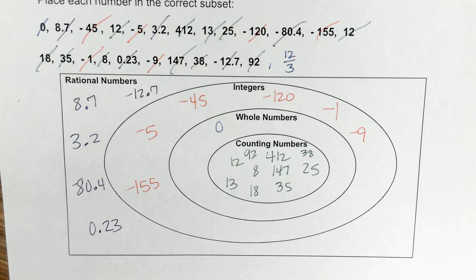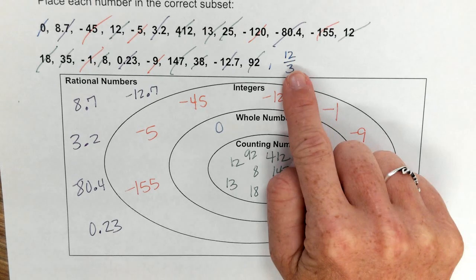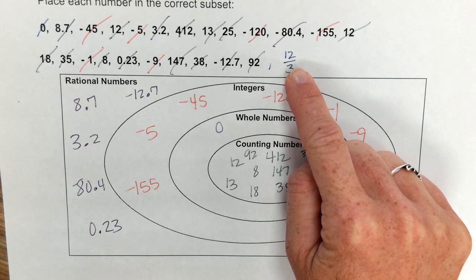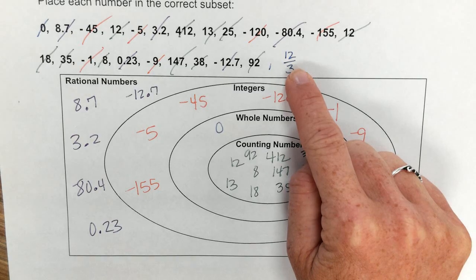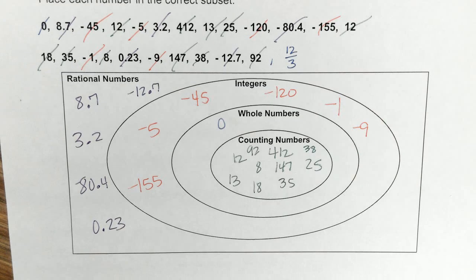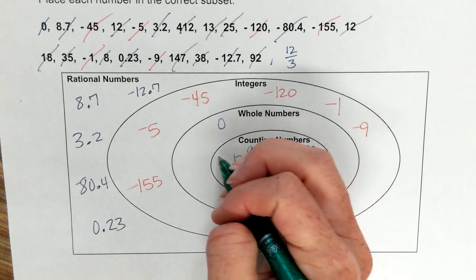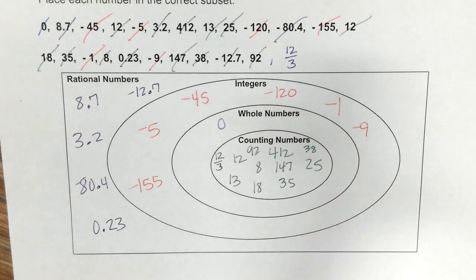Who has an idea? What do you think? Brianna, what do you think? I think it's a counting number. But it's a fraction. Yeah, but if I simplify 12 thirds, it actually turns into 4. 12 thirds is a counting number.